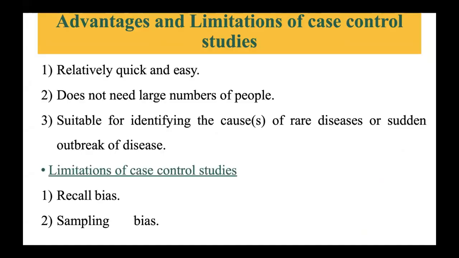So what is the advantage? It is relatively quick and easy, does not need a large number of people, and is suitable for identifying the cause of rare diseases or sudden outbreaks. Limitations: recall bias, and sampling may sometimes not be representative.